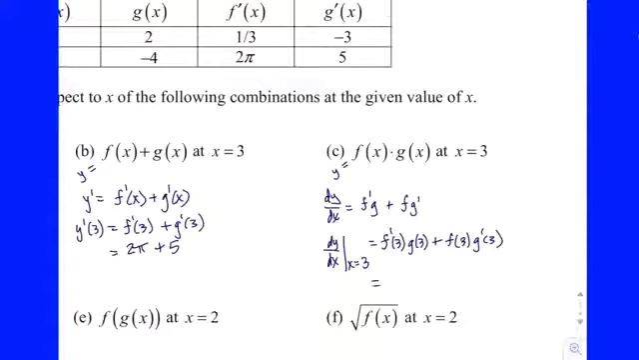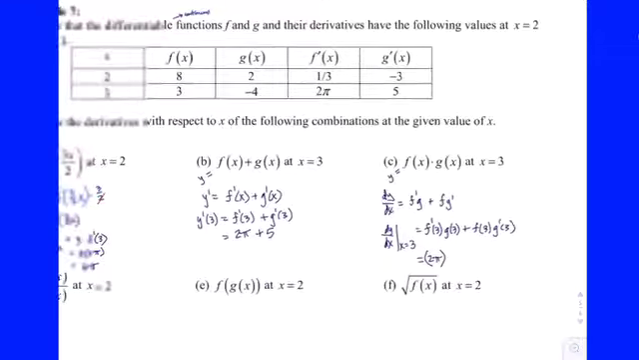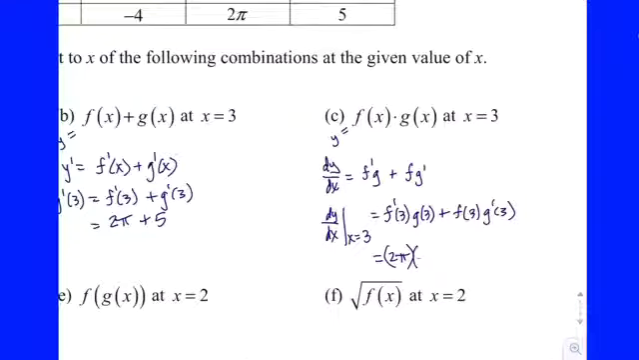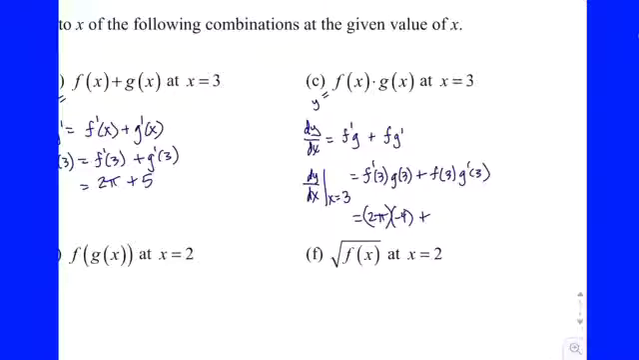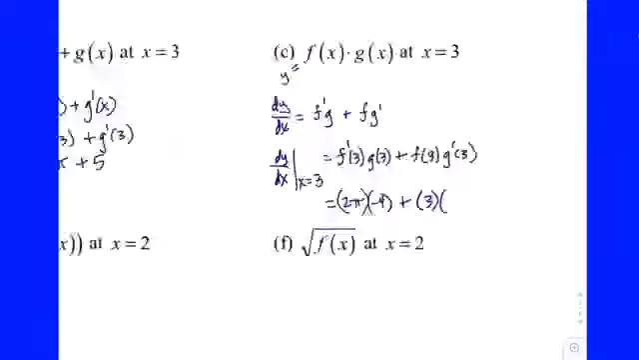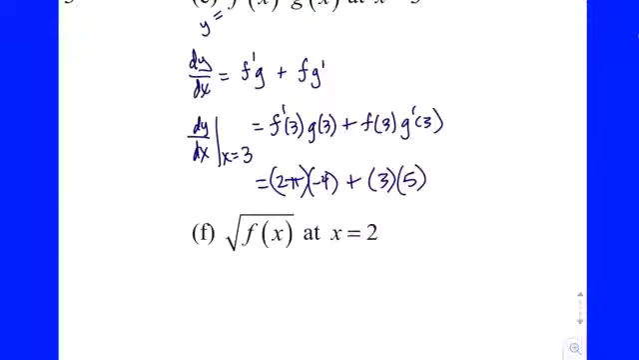So f prime of 3 is still 2 pi. G of 3 is negative 4. F of 3, this part is not difficult, but it could be very easy to make a careless mistake and pull the wrong value out. G prime of 3 is 5. So from there, we get 15 minus 8 pi. If you want to simplify it, I lead with a positive term there. 15 minus 8 pi.